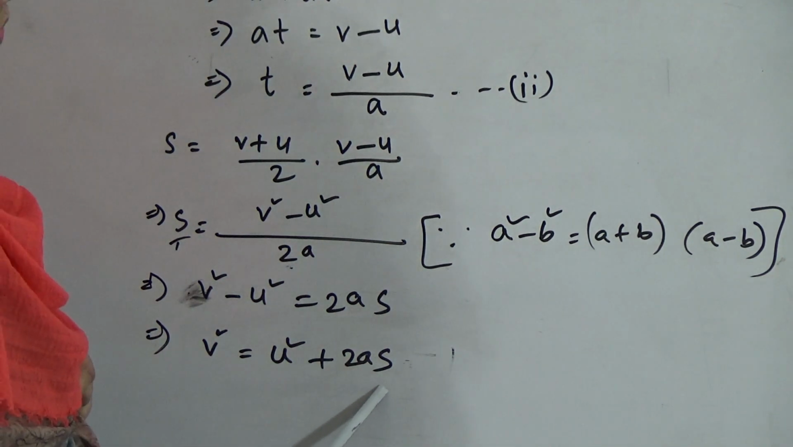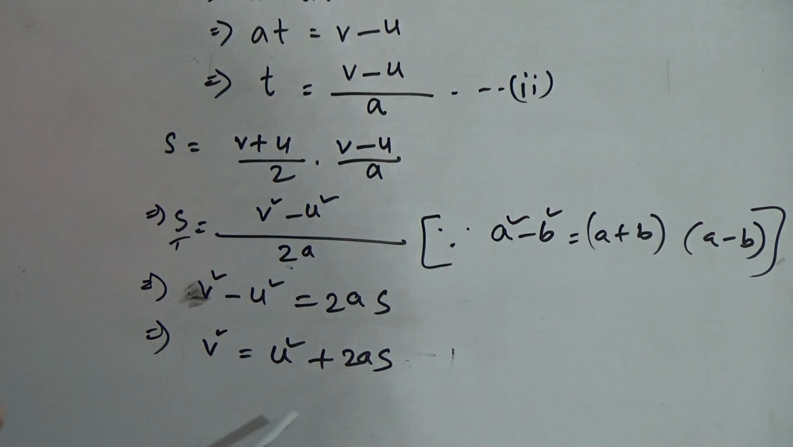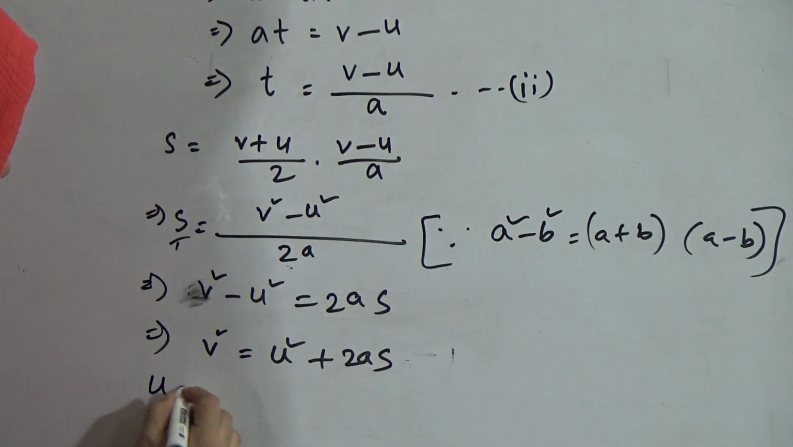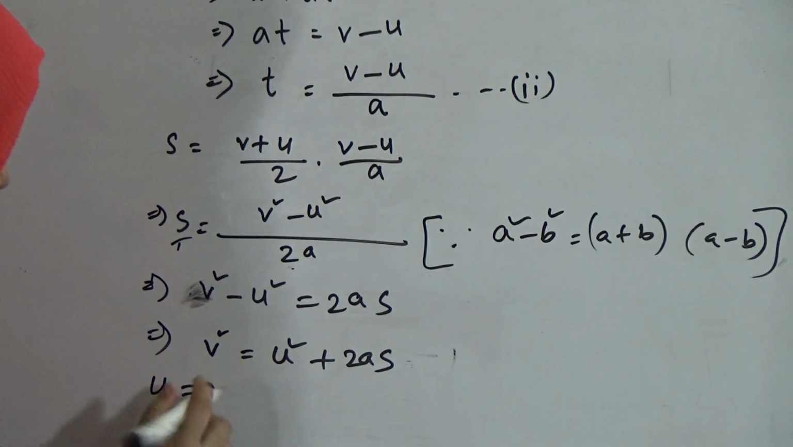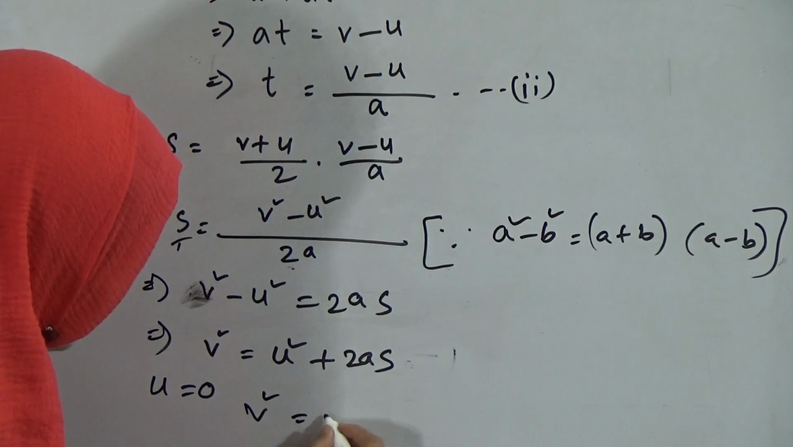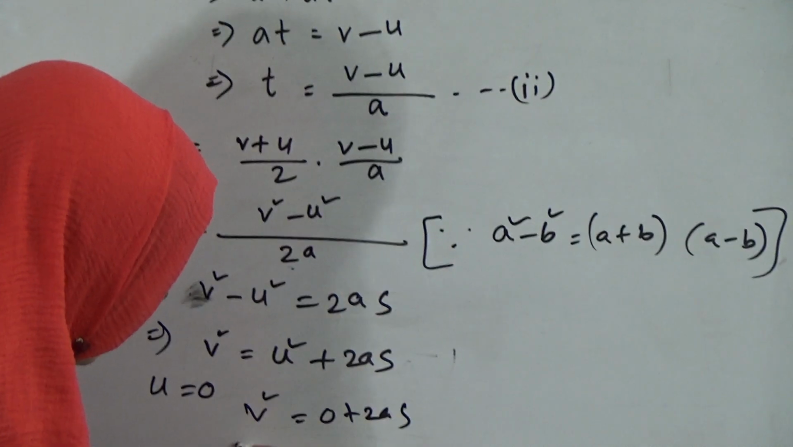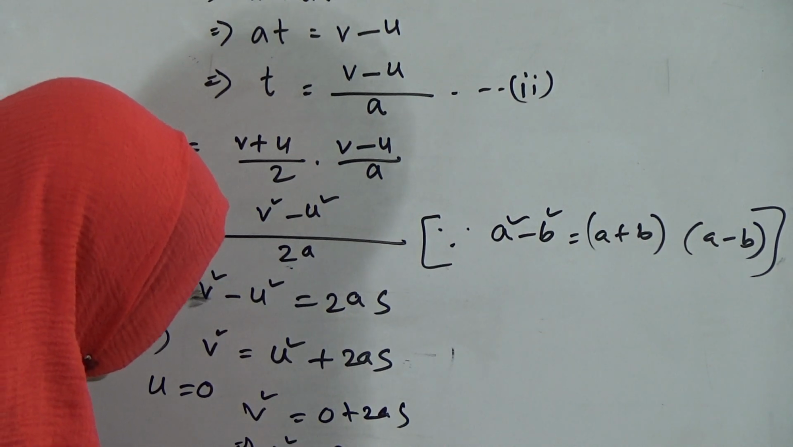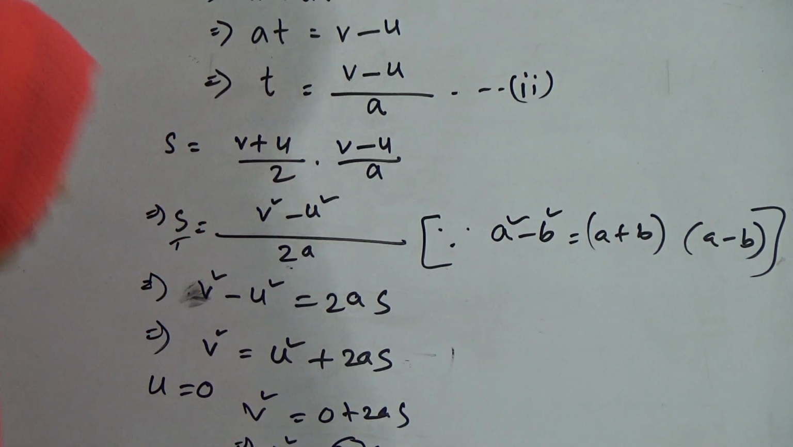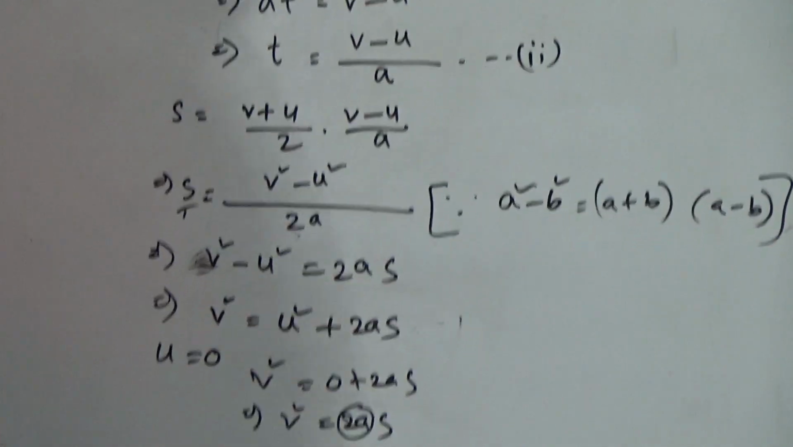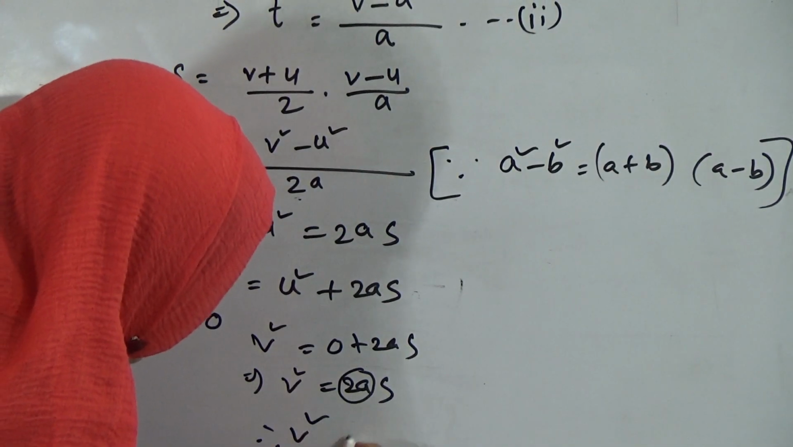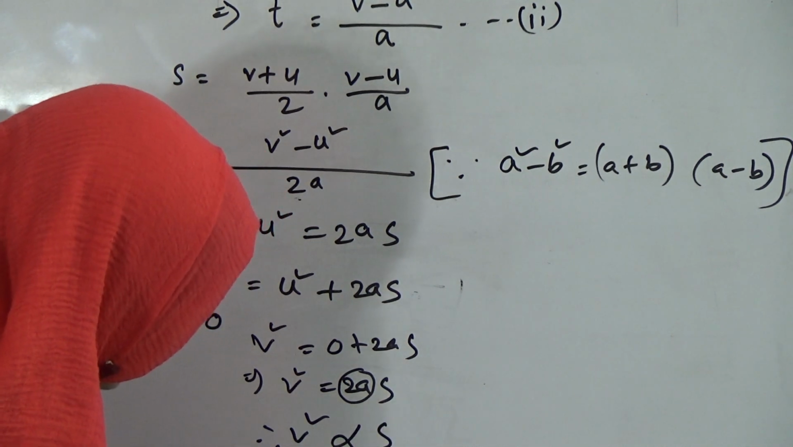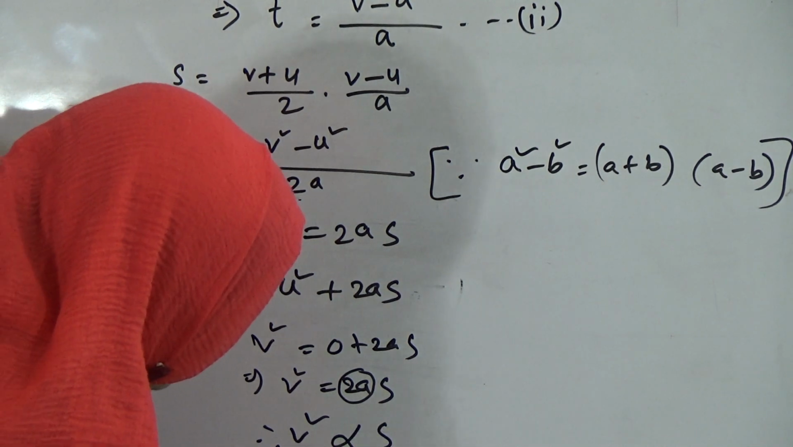If the object starts its motion from rest, then u equals 0, that means the initial velocity is 0, and then v square equals 0 plus 2as, so v square equals 2as. Since 2a is constant, v square is proportional to s, and v is proportional to root over s.